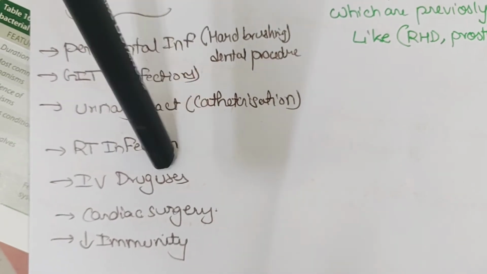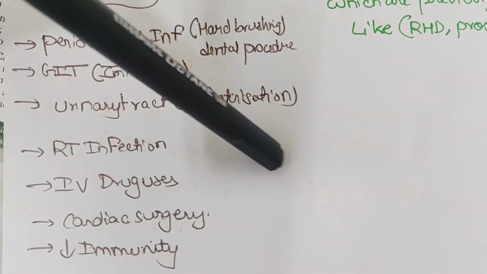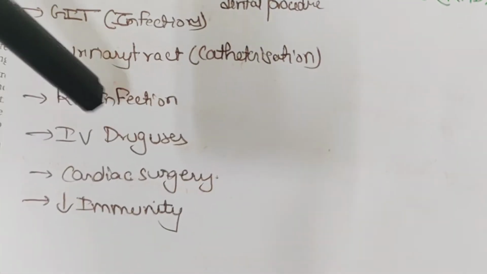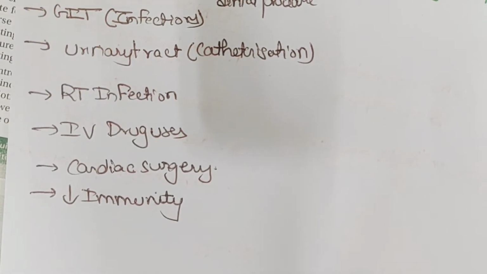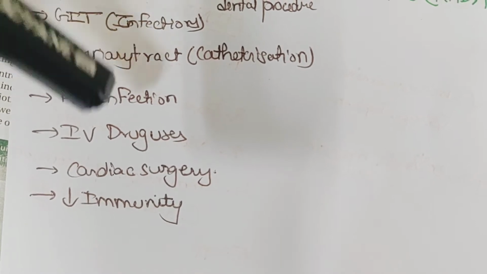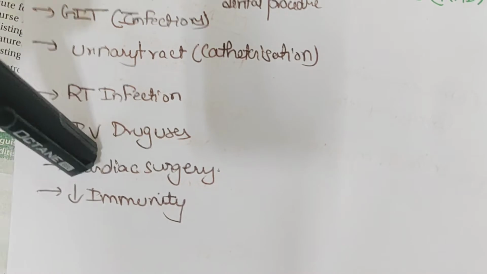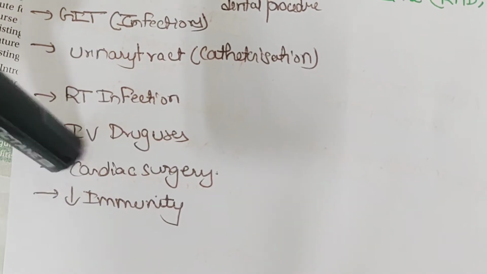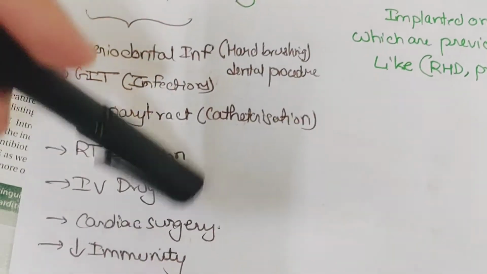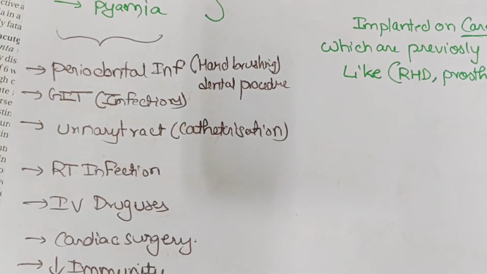And IV drug users, mainly in IV drug users, we can see the needle is generally infected, and everyone shares those with their friends, and there is generally endocarditis due to bacteria directly entering the bloodstream. And during cardiac surgery there may form endocarditis, and whenever there is decreased immunity, all these factors can cause significant endocarditis.